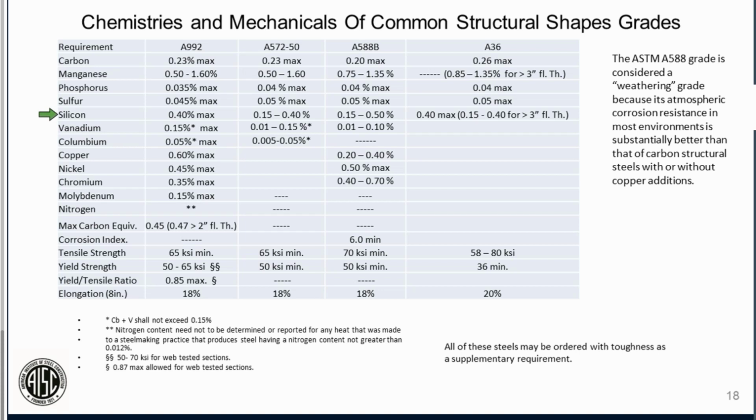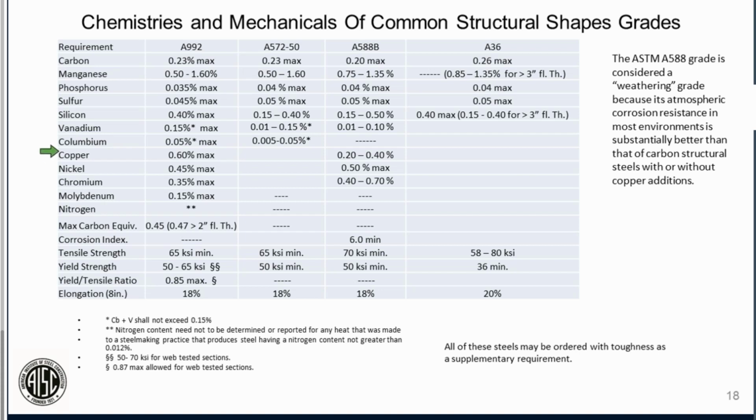Now the next one is vanadium. That's our microalloy addition. A little bit of vanadium goes a long way. Same with columbium. It doesn't take much to have a dramatic impact on the properties. So you look at these, they're pretty low numbers, .15 max, .10 max, .05 max. So these are very little additions to make a dramatic impact on the properties of the steel.